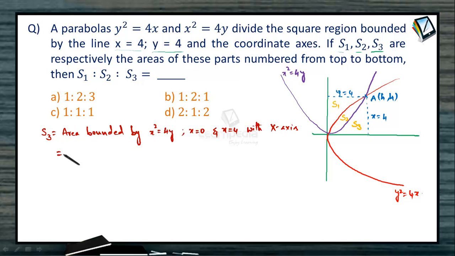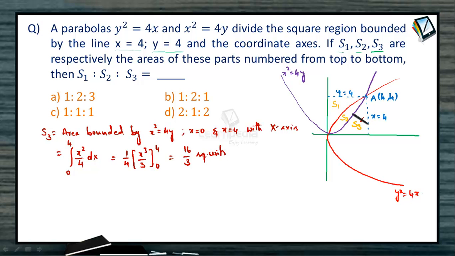Now we know the curve and the limits of integration as well as the bound with the x-axis. So can we calculate this area? It is the integral from 0 to 4 of f(x), that is x square by 4 dx. That is nothing but 1 by 4 times x cube by 3 between the limits 0 to 4, which on calculation is 16 by 3 square units. Now we are able to identify the area of the region S3.